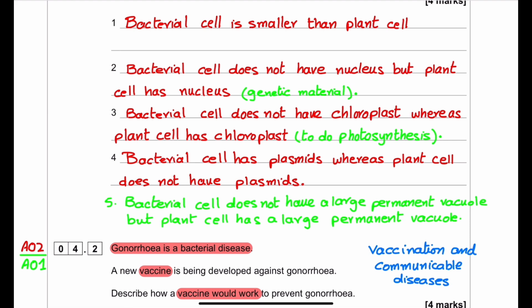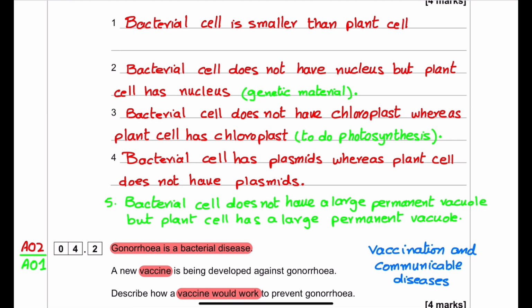4.2 is an AO1 and AO2 combination question, and this question is from vaccination and communicable diseases. Gonorrhea is a bacterial disease. A new vaccine is being developed against gonorrhea. Describe how a vaccine would work to prevent gonorrhea.